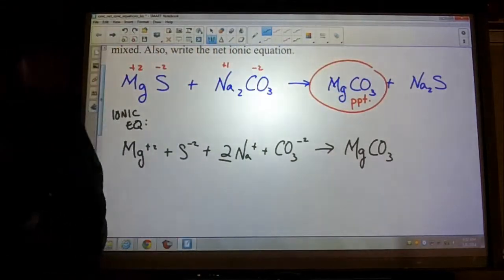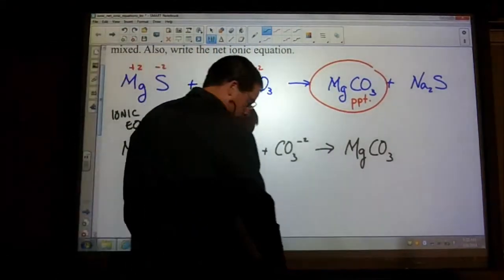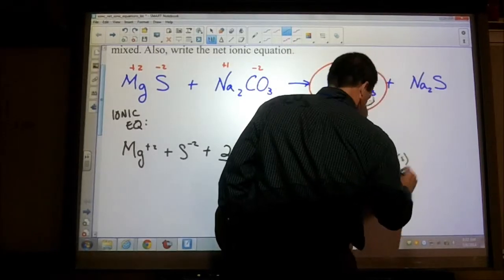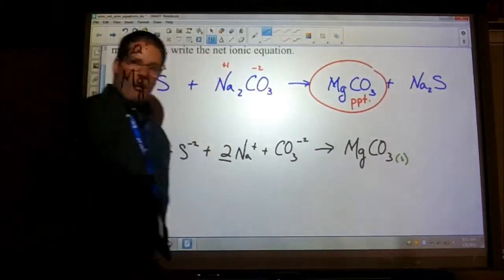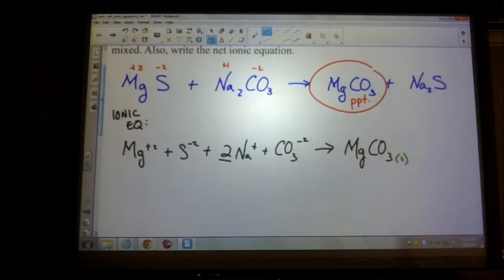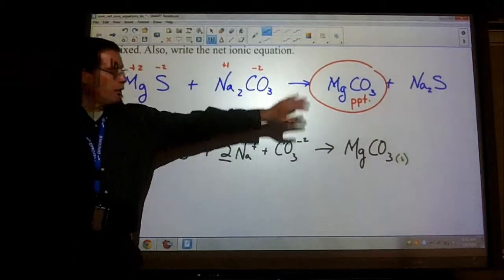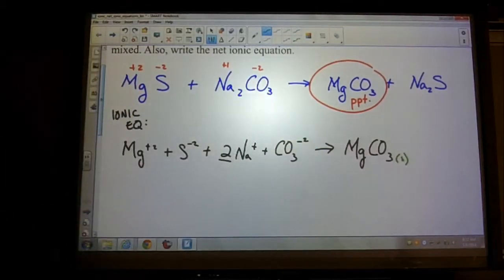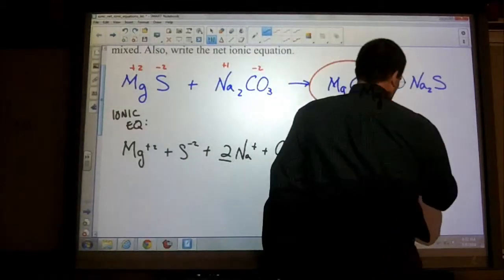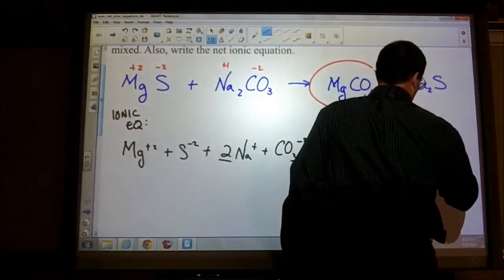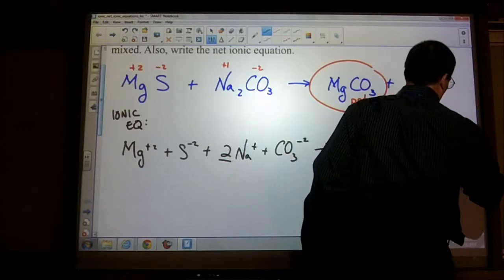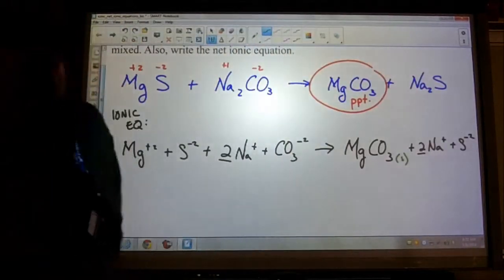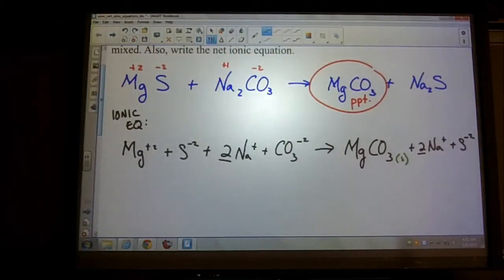It's nice, but not required, if you wrote a little S there. What does that mean? That we actually have a solid, or PPT. You don't have to because it is together. And there's no charges that are shown on this. That's why you do your balancing up here, so you don't show any charges accidentally down here. And then you finish off by saying, okay, well, I still have 2 sodiums with a +1 charge and sulfur with a -2. So that sodium looks the same on both sides. The sulfur looks the same on both sides.